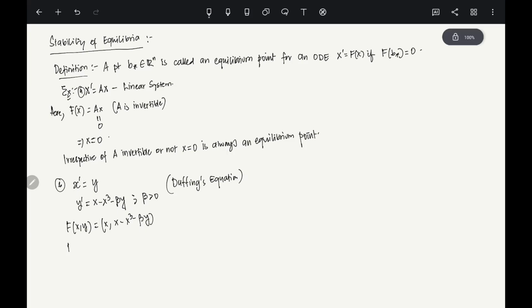So essentially this has equilibrium points, if you just calculate this, at the point (0, 0), and also (plus minus 1, 0). So there are 3 equilibrium points for this system. So that's the idea.